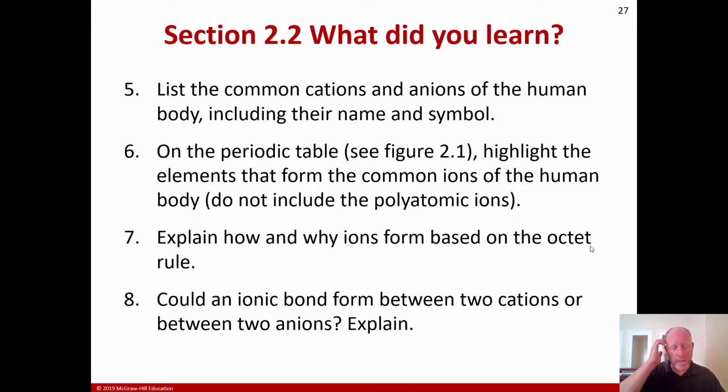But you should be able to go through and do that now and explain how and why ions form based on the octet rule. Remember, it wants to get to 8 in the outer layer, so it's trying to get there. And if it's a higher number of electrons in its outer layer and its valence, it's going to try to gain electrons. If it's lower, 1, 2, 3, it's going to try to get rid of them and become positively charged. Okay. And of course, last question, could an ionic bond form between 2 cations or between 2 anions, like 2 positives or 2 negatives? It has to be balanced, right? One has an electron trying to give away, the other one trying to gain, and that's when those bonds form, okay?